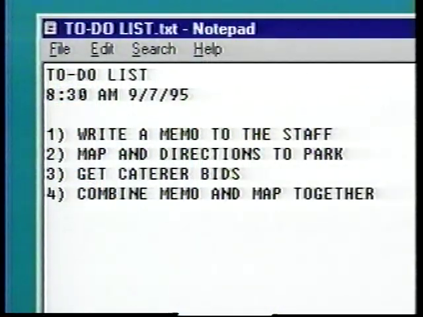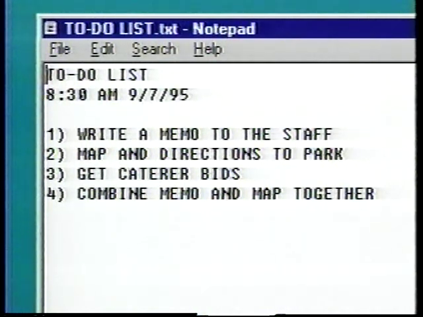The memo is done. What's next? Get caterer bids. We have 2 possible caterers for the picnic, so I suppose the next step is to call and get some menus and prices. Wow, Professor, are you going to tell me that Windows can make my phone calls too? Well, in fact, we can make the computer dial phone numbers, but that's a topic for another lesson.